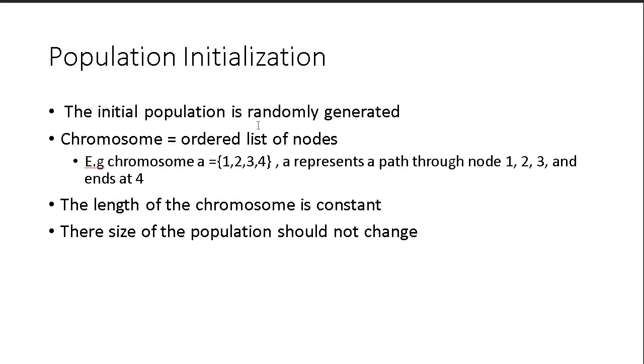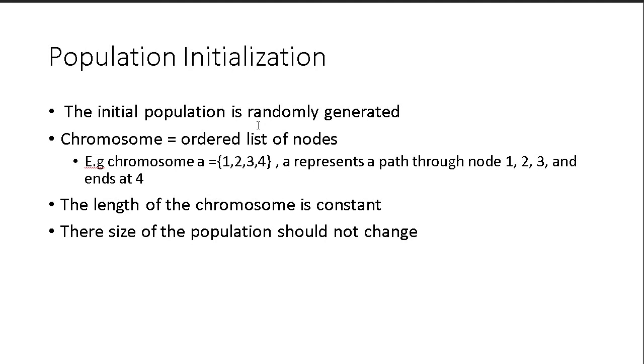So the initial population is randomly generated, meaning each chromosome is an ordered list of nodes. For example, a chromosome that is a set consisting of 1, 2, 3, 4 represents a path through node 1, 2, 3, and ends at 4. So in our case, if we had a graph consisting of 100 nodes, the size of each chromosome will be 100, and each chromosome would be randomly generated, meaning it selects different nodes randomly and then places them in order.